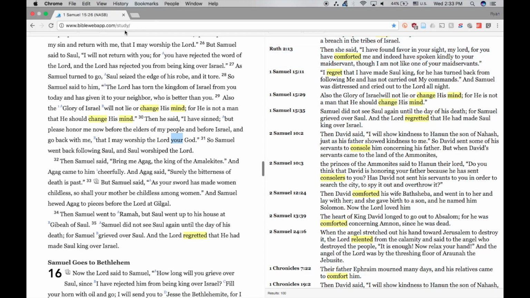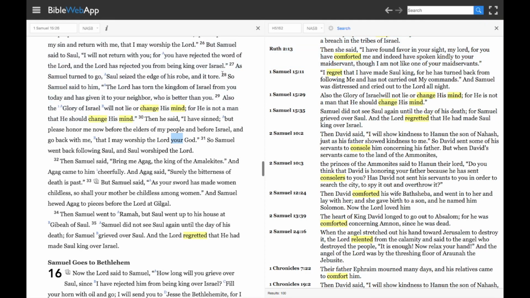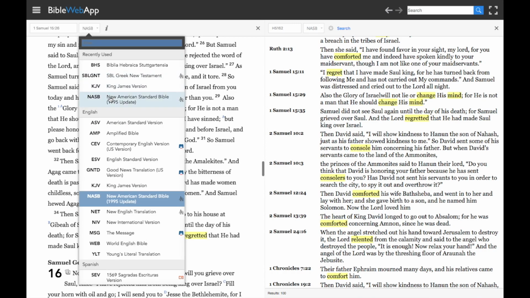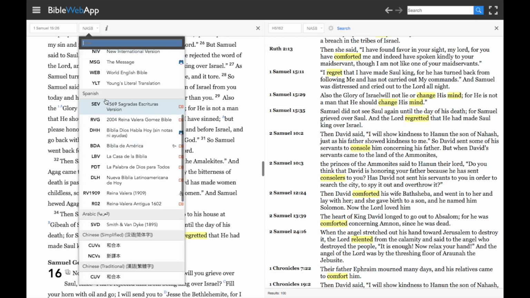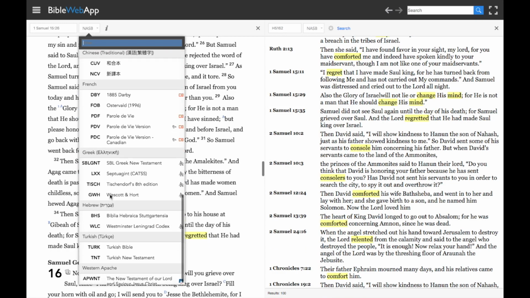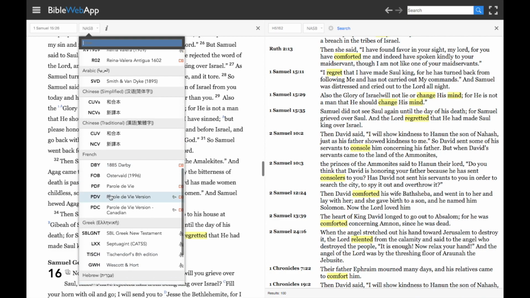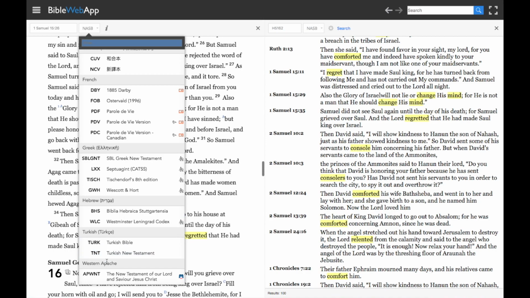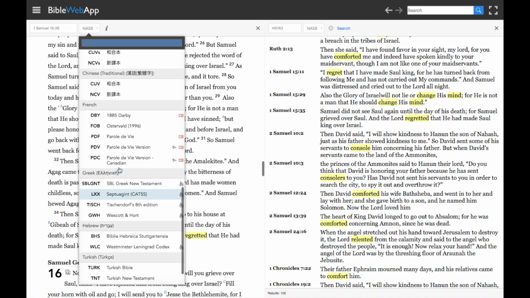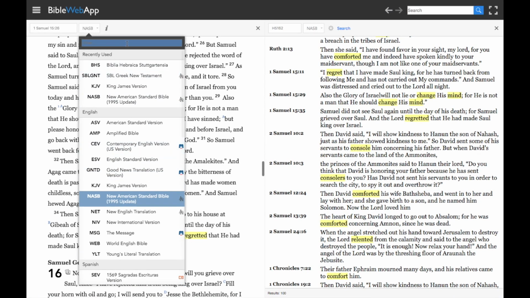So Bible Web App is a pretty interesting tool. There's a lot that you can do. You have a lot of translations here that you can work with. You can filter by language. So we have English translations here. We have Spanish translations that we can use. We actually have a lot of different languages: Arabic, Chinese, French, even Turkish and Apache. Right? We have a lot of translations that we can use here.